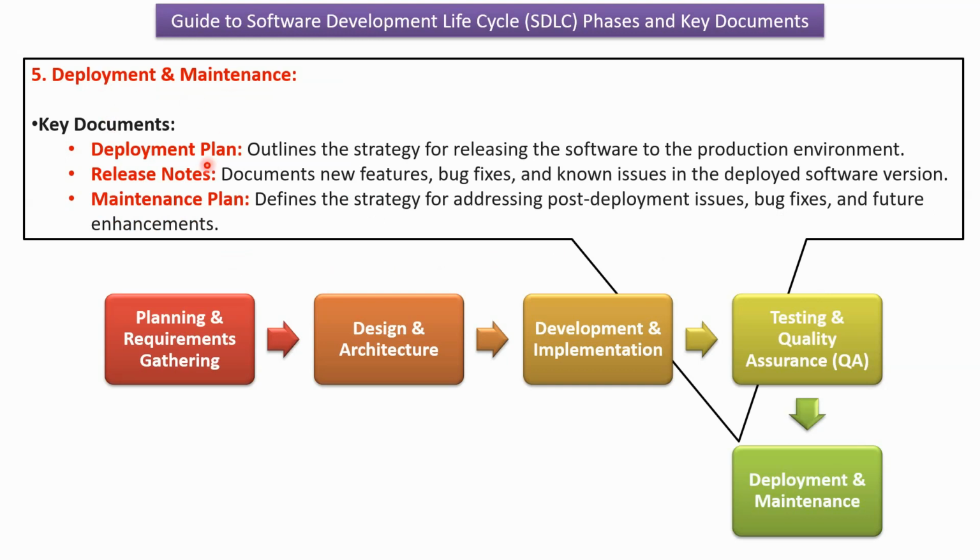The first one is deployment plan, which outlines strategy for releasing the software to the production environment. The second one is release notes, which documents new features, bug fixes and known issues in the deployed software version. Third one is maintenance plan, which defines strategy for addressing post deployment issues, bug fixes and future enhancements.